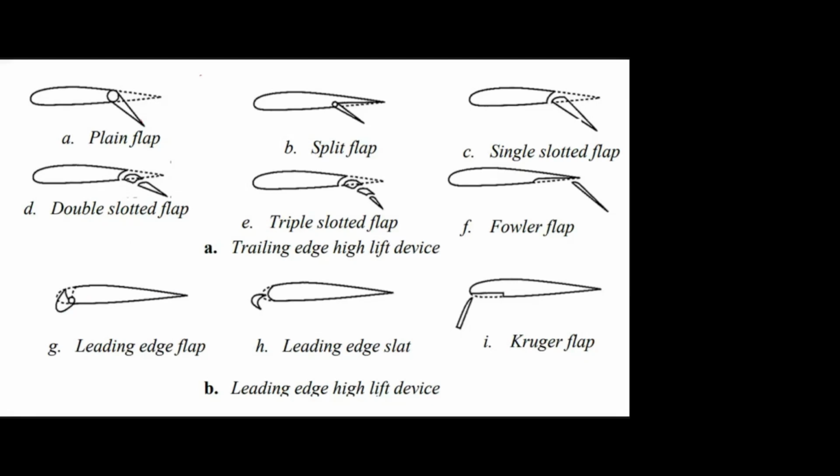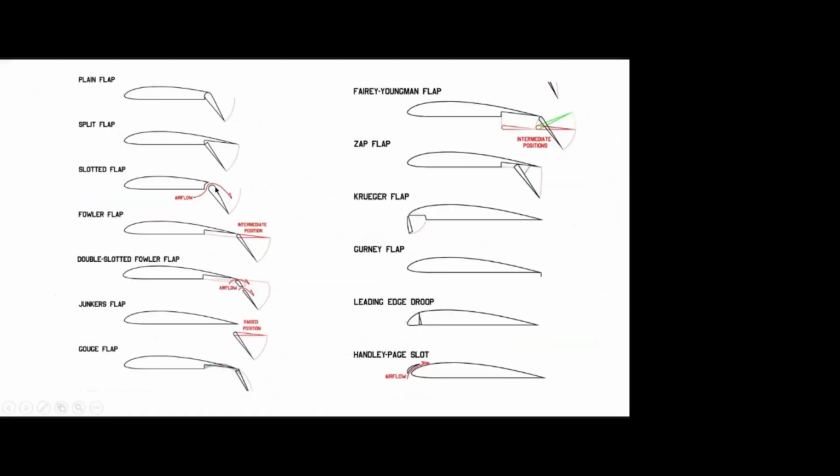In previous years, students would simply write that flaps increase the area and lift is increased. That is wrong. Almost all the flaps increase only the camber. Don't forget, it increases the camber. Only the Fowler flap is exceptional. This increases camber and also the area. And these are all the different types.